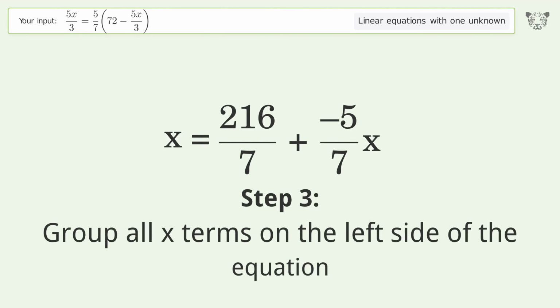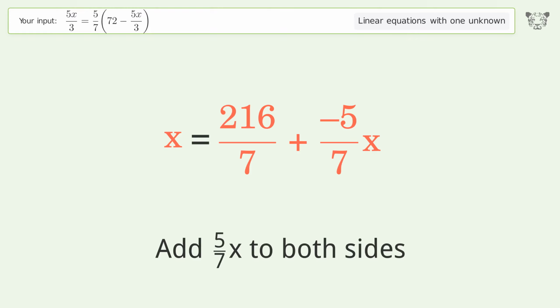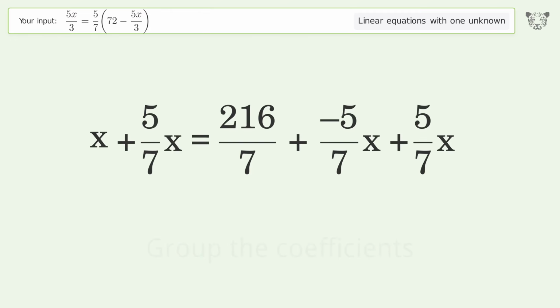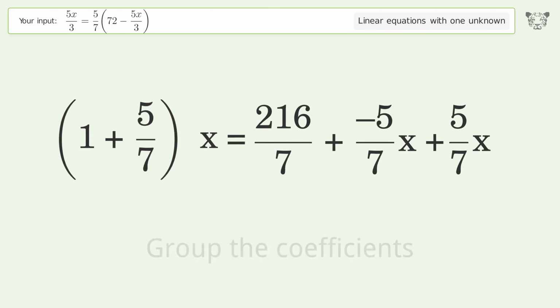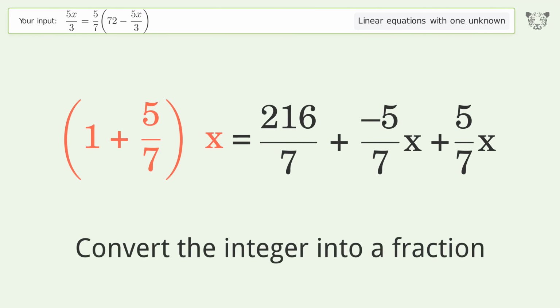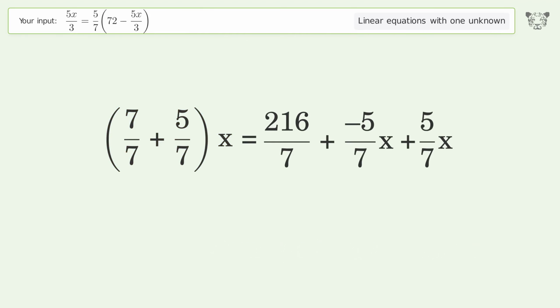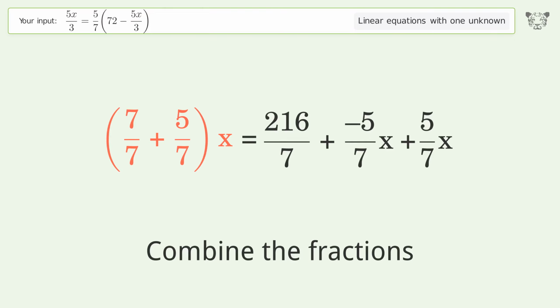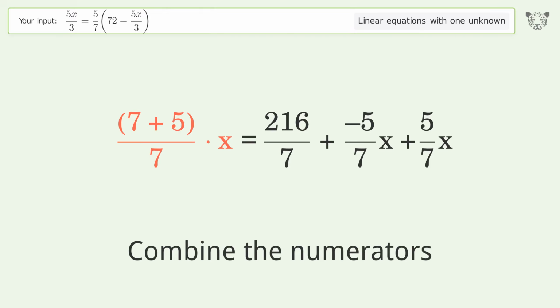Group all x terms on the left side of the equation. Add 5/7x to both sides. Group the coefficients. Convert the integer into a fraction. Combine the fractions. Combine the numerators.